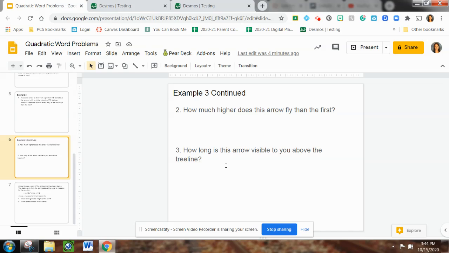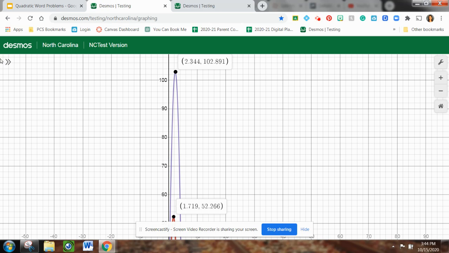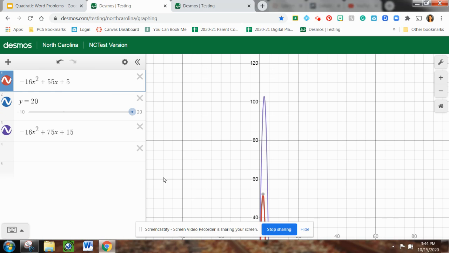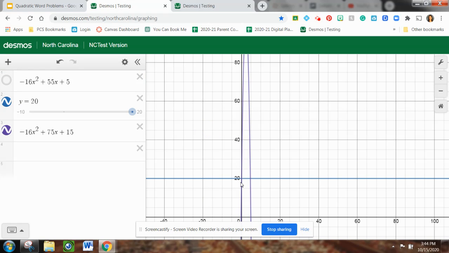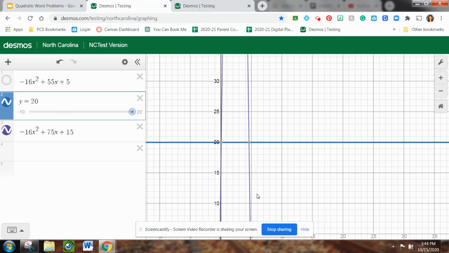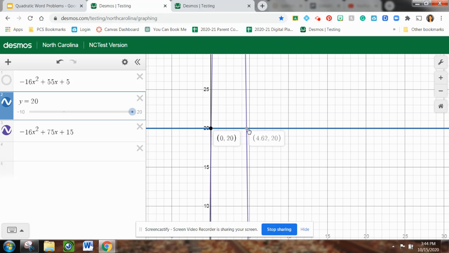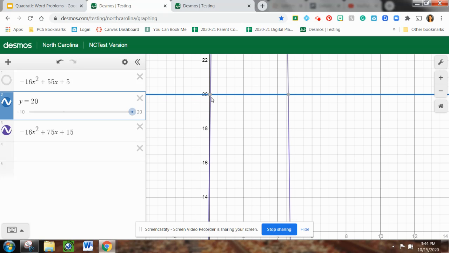Oh, okay. Now I need that tree line again. Sorry, we just answered this question. I was trying to figure out where I was. Okay, so now I need to do the same thing with the 20 here. I'm going to turn off this red one since we're not using that anymore. And I need to look and find how long, there we go.